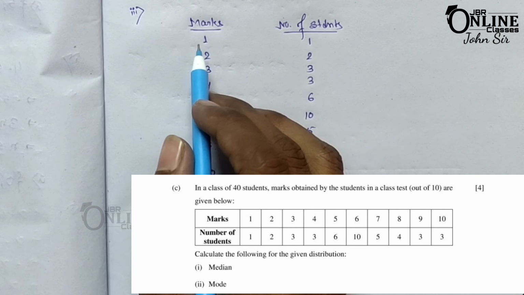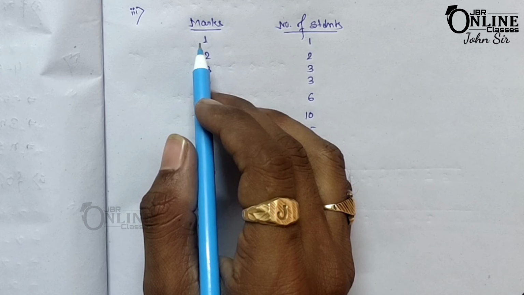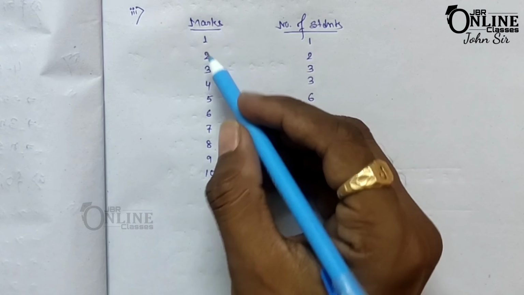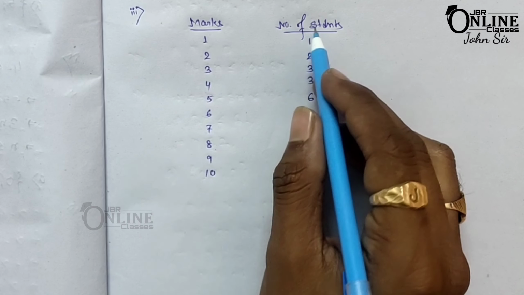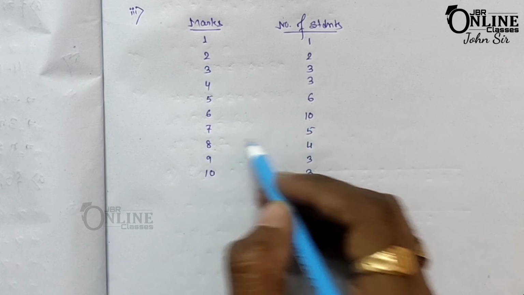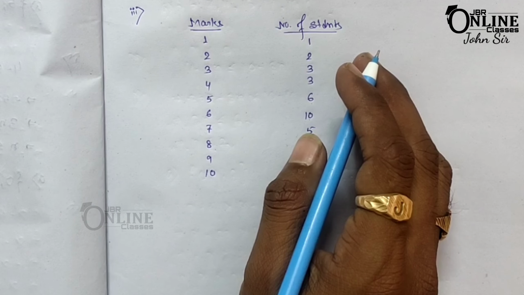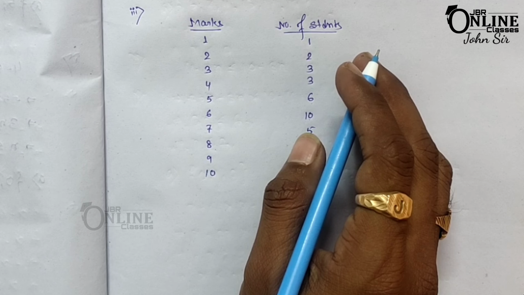In sum number 3, in a class of 40 students, marks obtained by the students in a class test out of 10 are given below. So here the marks 1, 2, 3, 4 up to 10. Here the number of students are 1, 2, 3, 3, 6, 10, 5, 4, 3, 3. Calculate the following for the given distribution: median and mode.